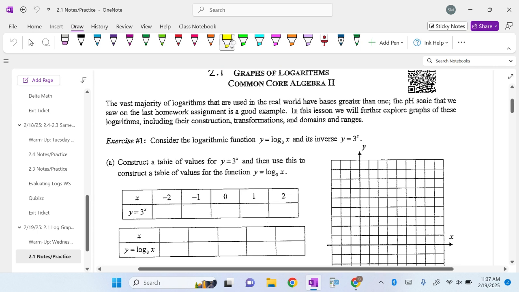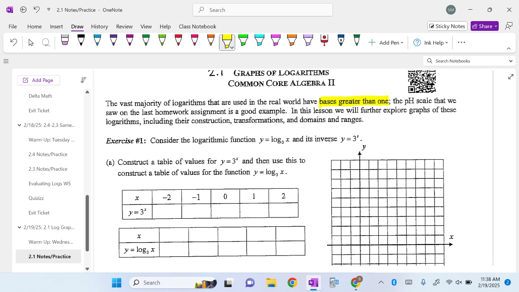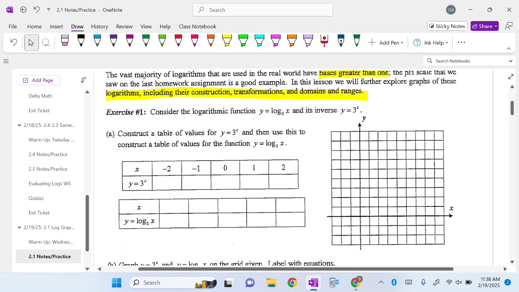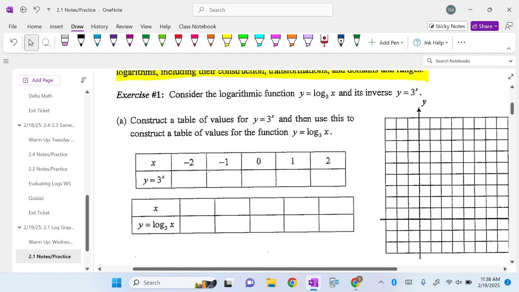So the vast majority of logarithms that are used in the real world have bases greater than 1. All right. In this lesson, we will further explore graphs of logarithms, including their construction, transformations, domains, and ranges. So essentially, what we were talking about at the beginning of this unit with exponential graphs, but now we're looking at logarithms. And I will say this. Keep in mind that since a log is an inverse of an exponential, their key features also are inverses of each other. Hint, hint, wink, wink. And you'll see that in a second.